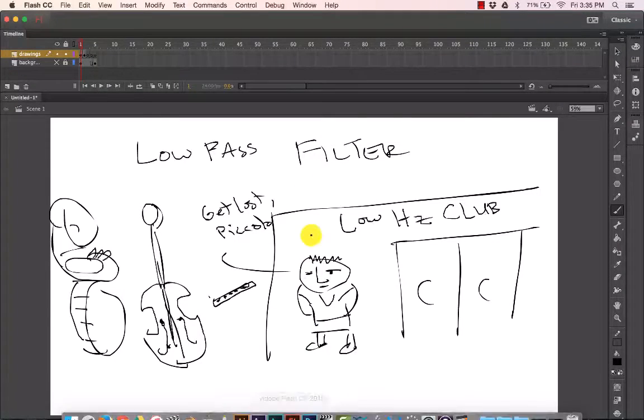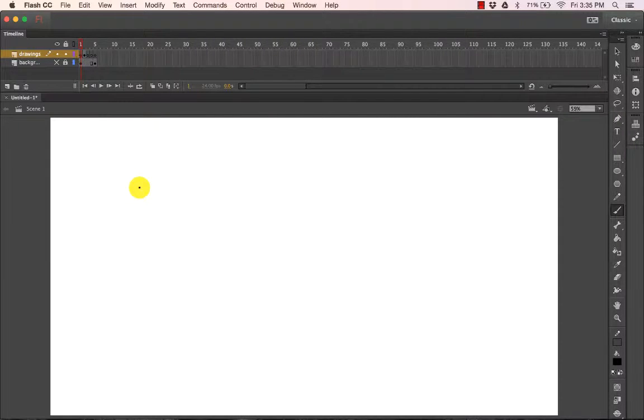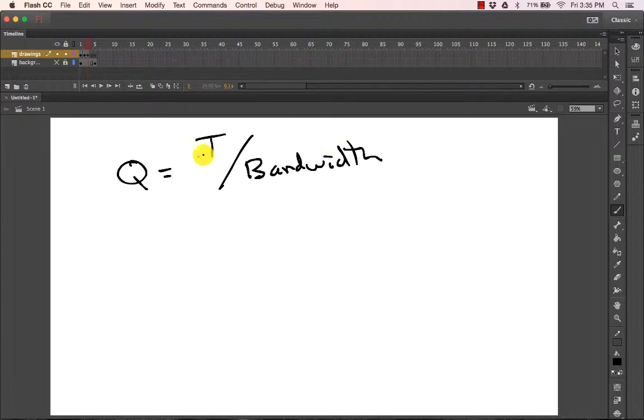Let's go over to this program. There are our little filter drawings. So here's the calculation for Q. Q equals your target frequency divided by the bandwidth. How you calculate bandwidth is you take the high frequency minus the low frequency.